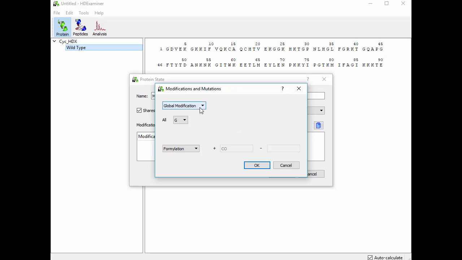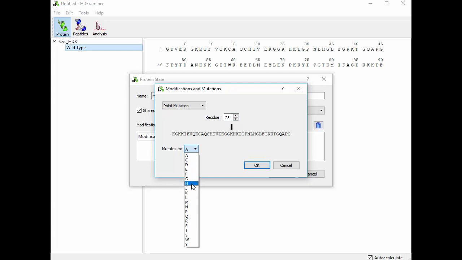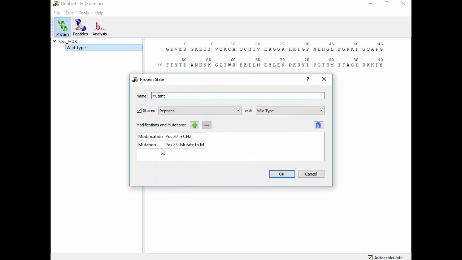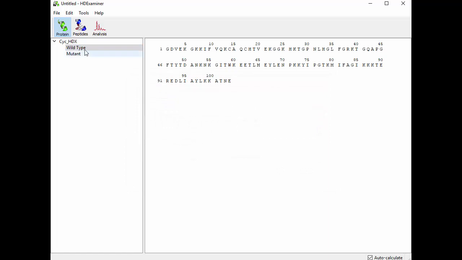And then the final one is point mutation. Again, you select a single residue within your protein, and you simply tell it what amino acid that residue turns into. And again, when you add one, it adds it to this list. So now we have two protein states. There's the wild type, and if you select mutant, you'll see that we have red letters here instead of black ones. That's to tell you where your modifications and mutations actually are. So that's what that does there.